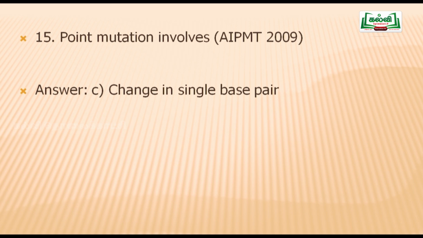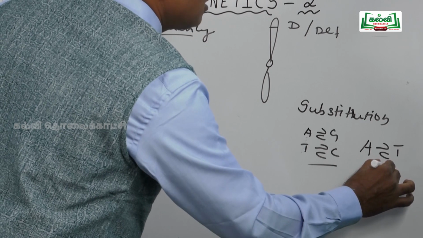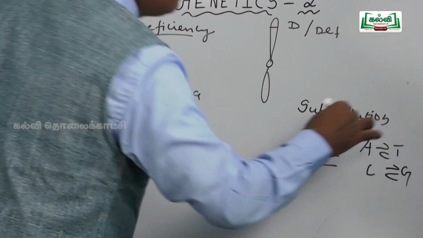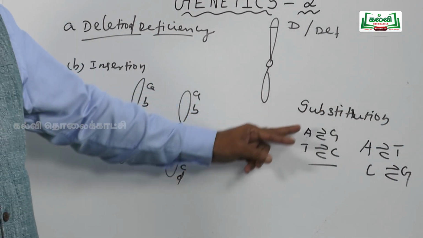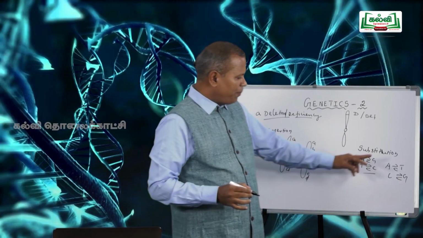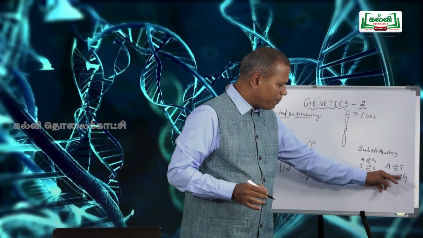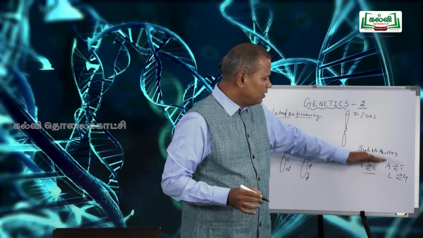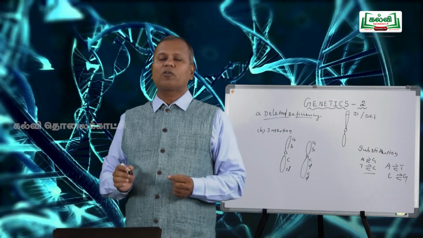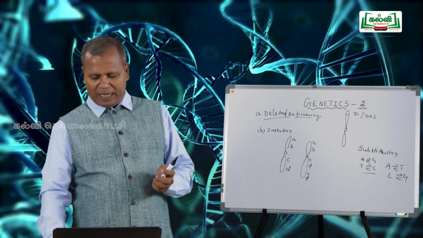This represents substitution. It may be either a transition or a transversion. Transition is purine by a purine or pyrimidine by a pyrimidine; purine by a pyrimidine or pyrimidine by a purine, we call it a transversion. This is the right answer for question number 15, point mutation.